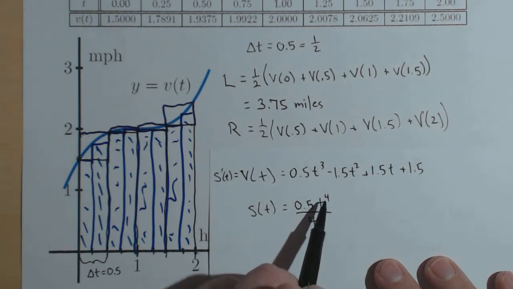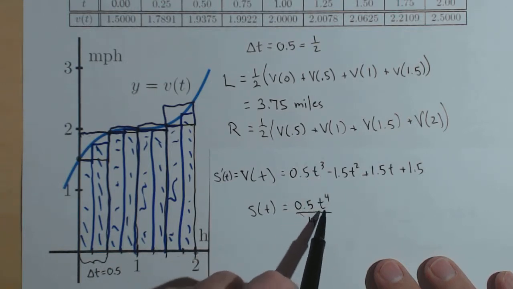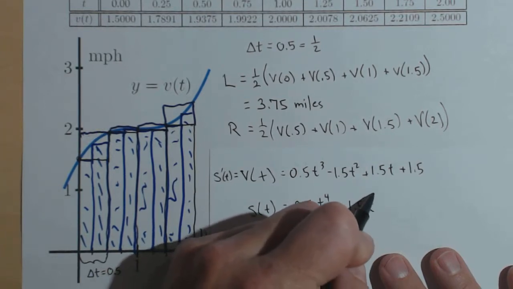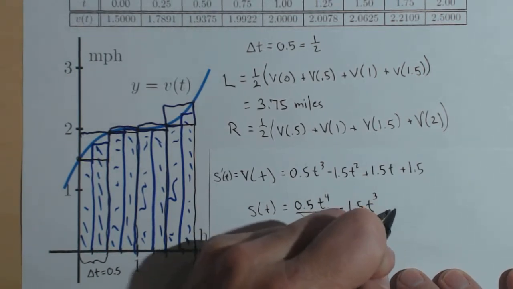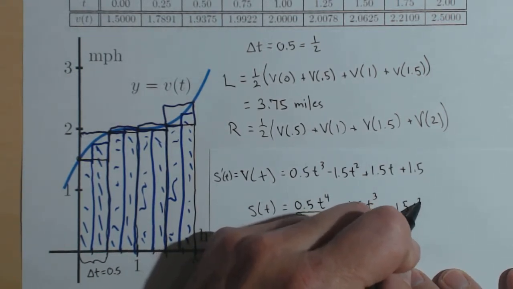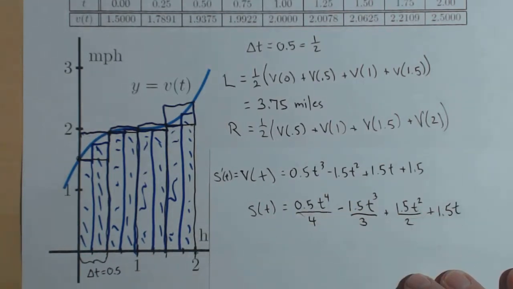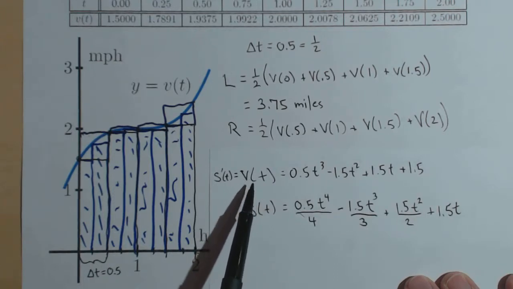How do we know this works? Well, let's check it. To use the power rule on this, drop the 4, which cancels those 4's out. Decrease the power by 1, we get our 0.5 t cubed. So now we can go down the line with this pattern. 1.5 t cubed over 3 plus 1.5 t squared over 2 plus 1.5 t. So again, we can take the derivative of this to verify that its derivative is v of t. But this is our function for s of t.